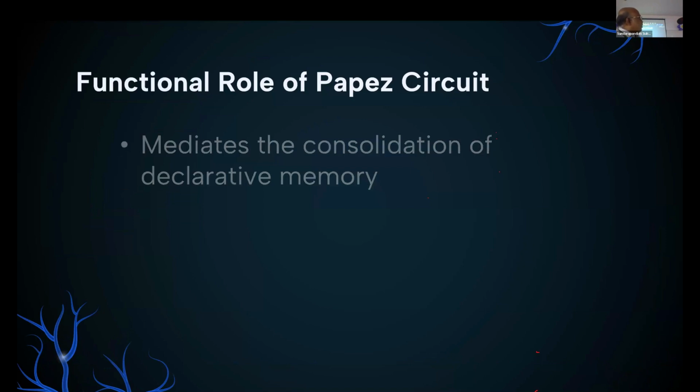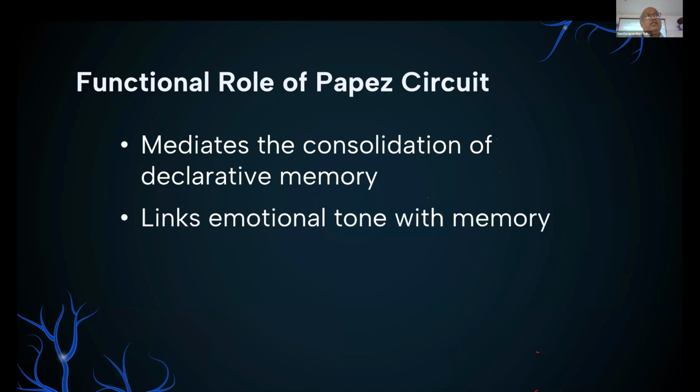So now, the functional role of the PAP circuit. It mediates consolidation of declarative memory. What is consolidation? If you repeatedly see these things, it gets consolidated in the hippocampus. Later on, it is transferred to the neocortex. We will see that with a simple example. It also links emotional tone with memory. That is where emotion comes in, which is why the PAP circuit is important.